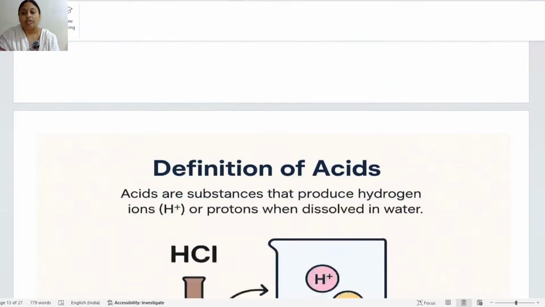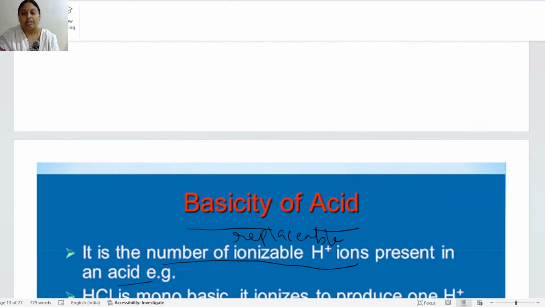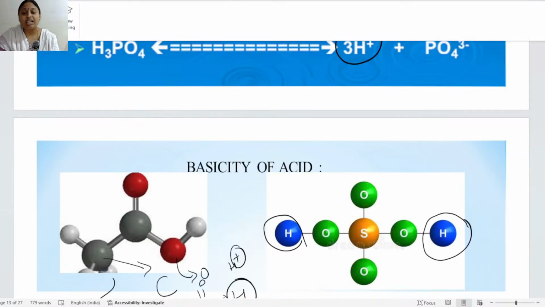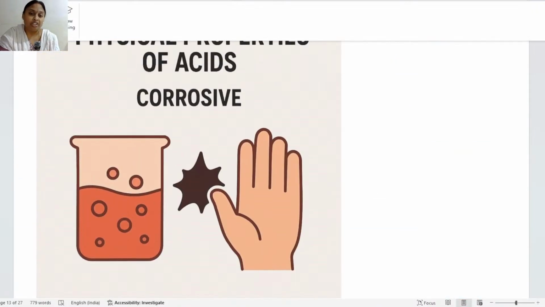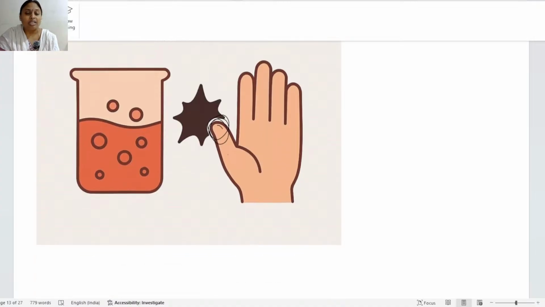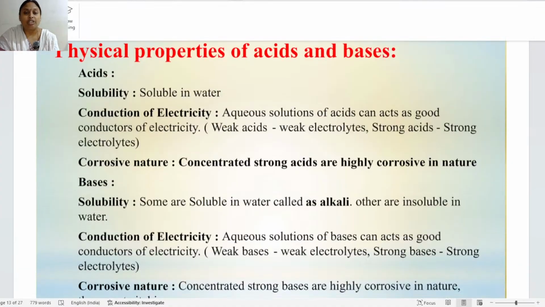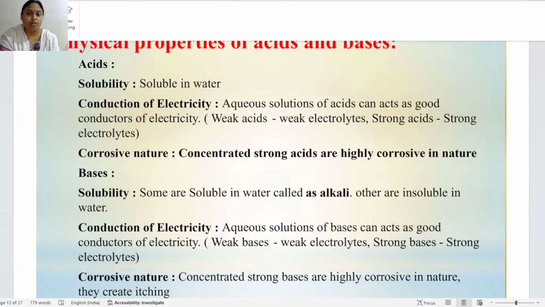Now we will go to the next slide. Next, acids are corrosive in nature. See here, if we touch acids with our hand, it will be scalded. So from that we can say that acids are highly corrosive in nature. Just now I showed you one picture about the solubility of acids in water.